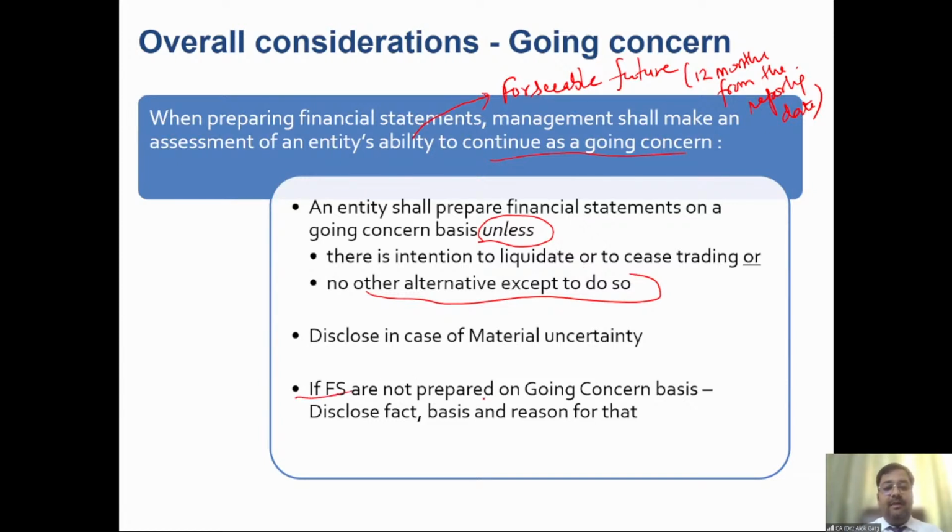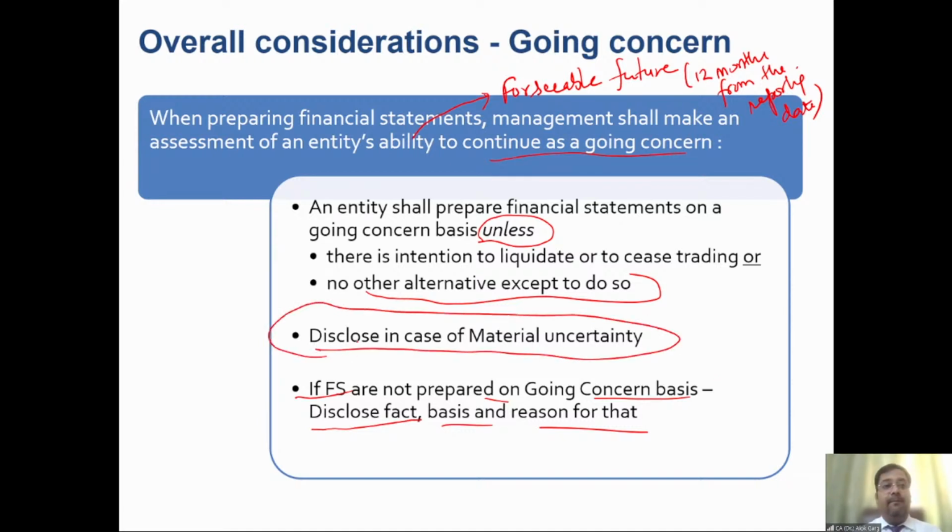So if financial statements are not prepared on a going concern basis, then you are required to disclose the fact, basis, and reason for that, right? And reason for that. In case of any material uncertainty, for example, in case of COVID, right? So many businesses were impacted in case of COVID.